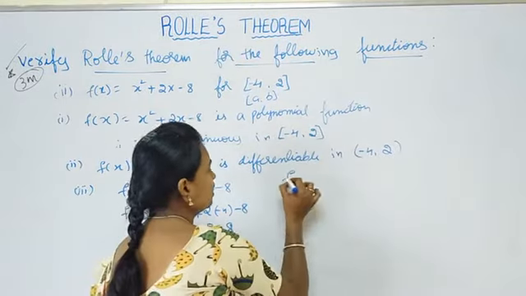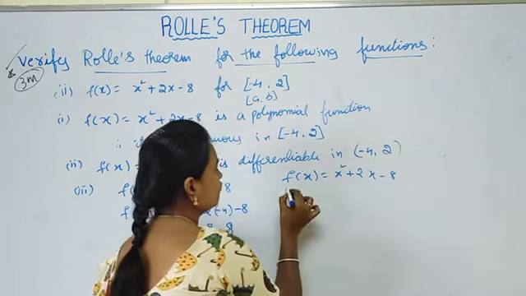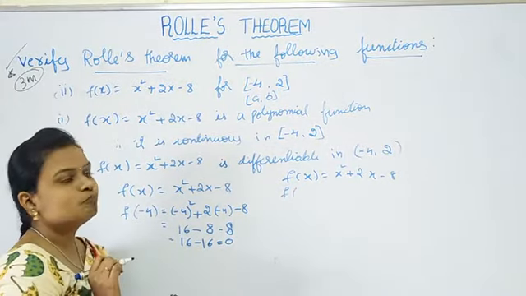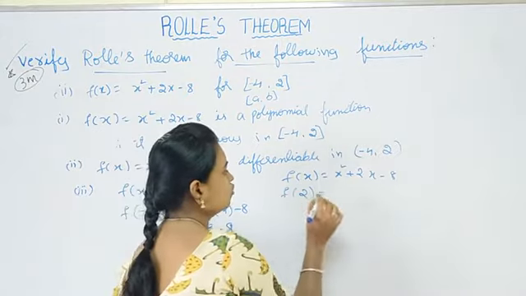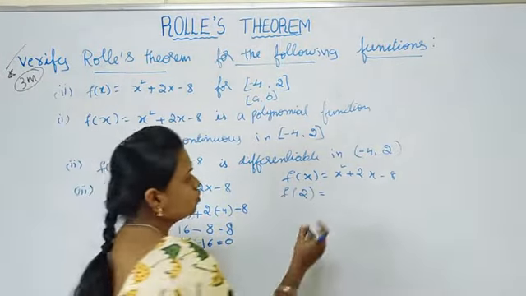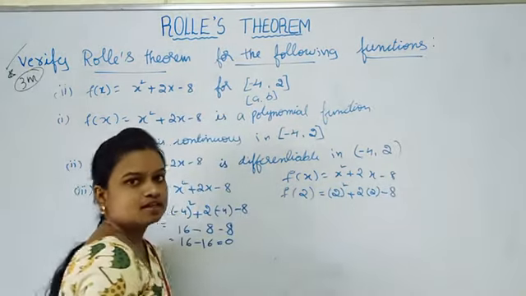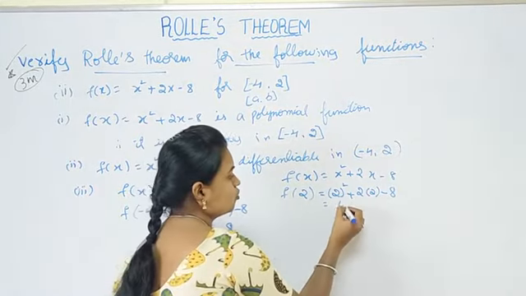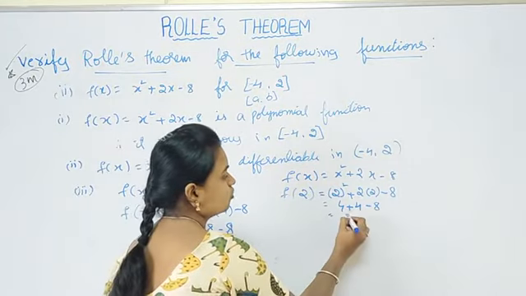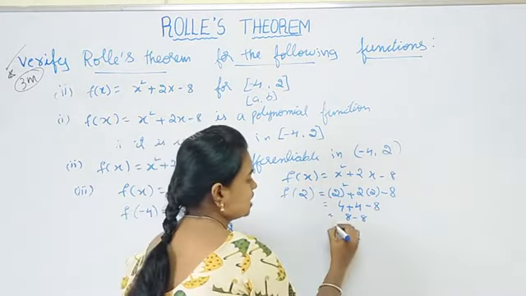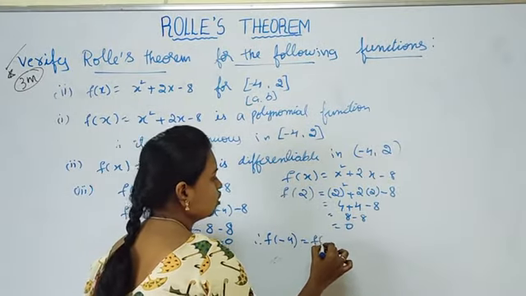Similarly find f of b. So write f of x as x square plus 2x minus 8. What is the value of b? 2. So find f of 2. Replace x by 2. So that is 2 square plus 2 into 2 minus 8. Right? What is 2 square? It is 4, plus 2 2s are 4, minus 8. What is 4 plus 4? It is 8. Here we have -8. 8 minus 8 is equal to 0. So therefore f of -4 is equal to what? f of 2.